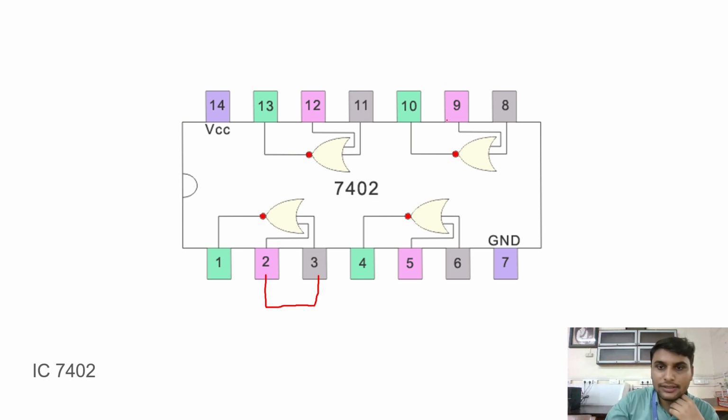That is your second gate. The second gate has its input at pins 5 and 6, so we have to connect a wire between pins 5 and 6. Now gate number 1 and gate number 2 are both acting as NOT gates.